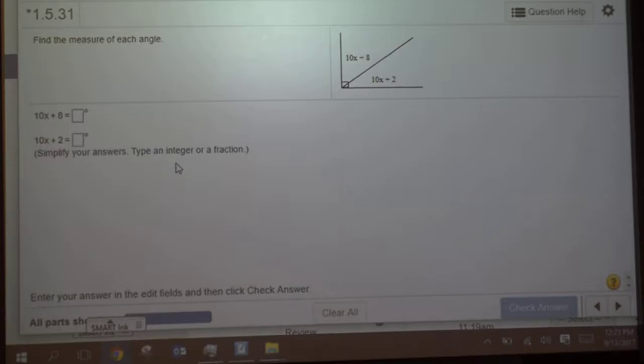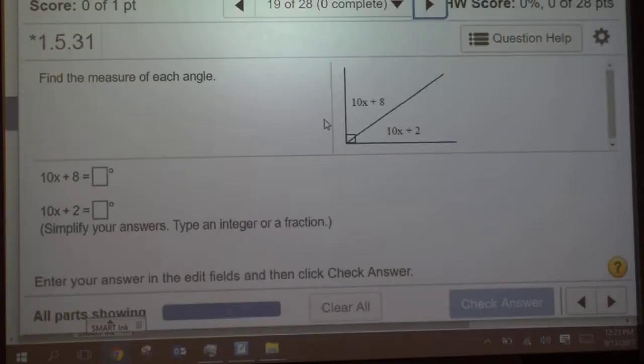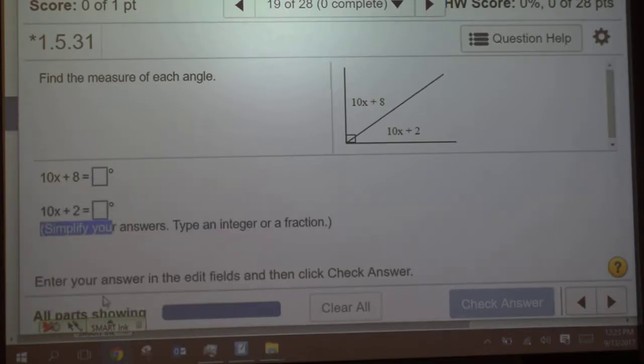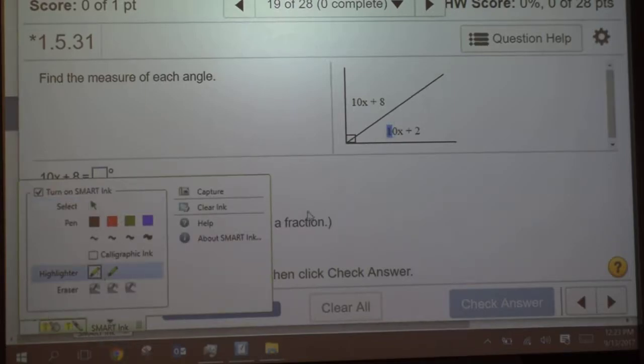All right, so 19, let me zoom in on this so that the camera can see it. Find the measure of each angle. What we have to realize, and I don't know if we talked about this yesterday, is we need to make a relationship. Hopefully we recognize that the two smaller angles we're dealing with are the 10x plus 2 and the 10x plus 8. Let's color them here.